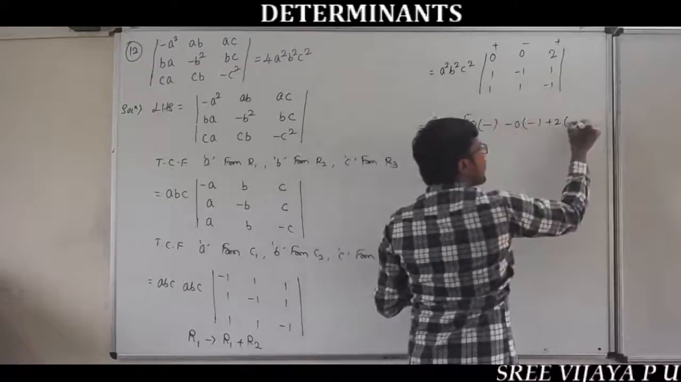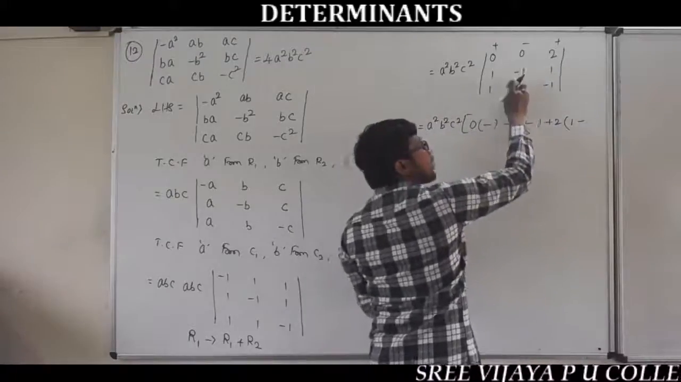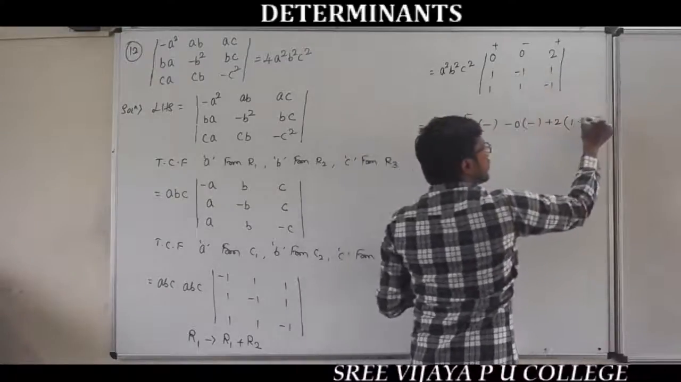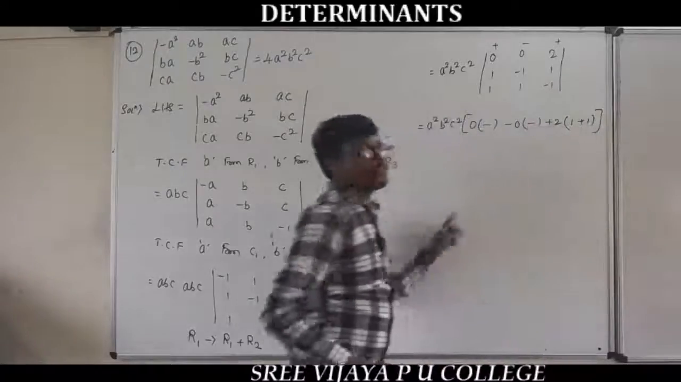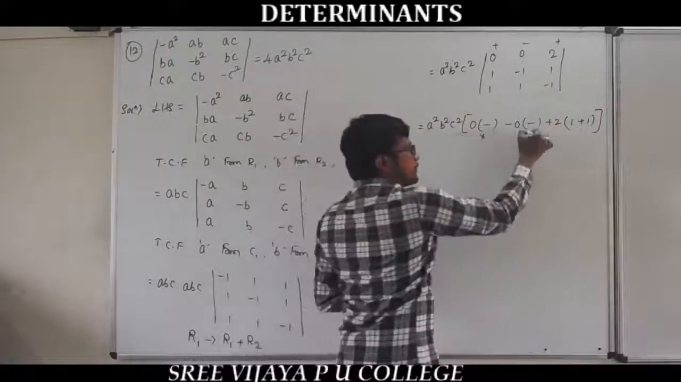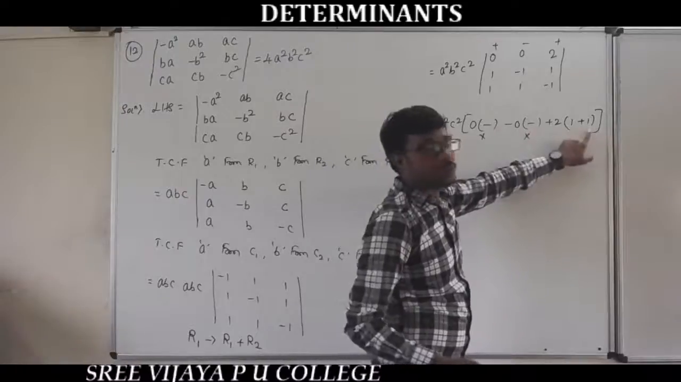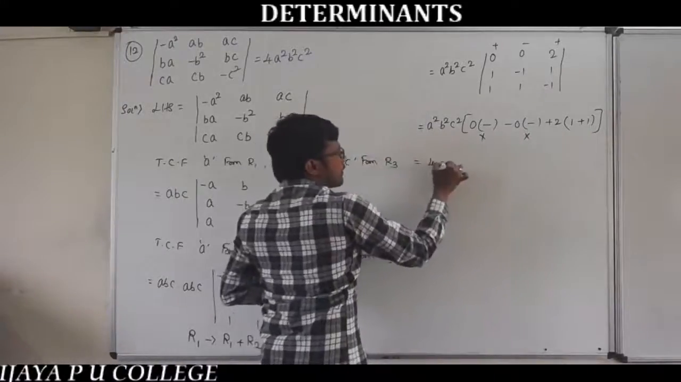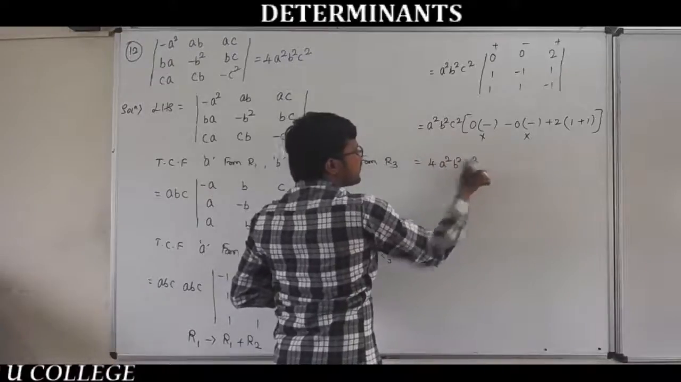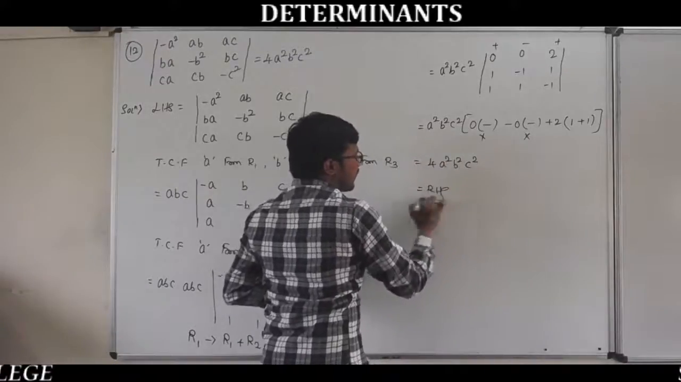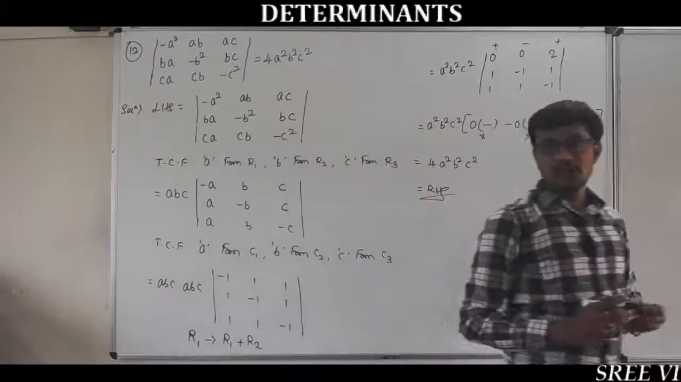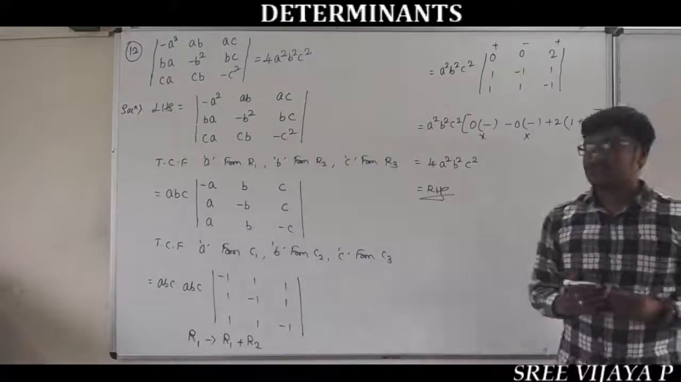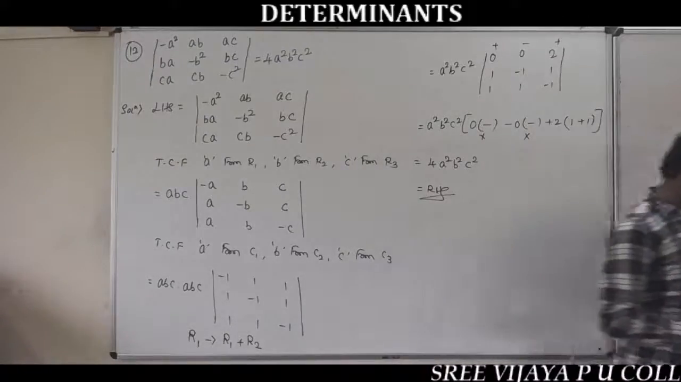1 into 1 is 1, minus 1 into minus 1 is plus 1. Leave the zeros. 1 plus 1 is 2, and 2 into 2 is 4. So 4 times a squared b squared c squared. That should be the RHS. Got it? So that's the answer. Okay, next one.